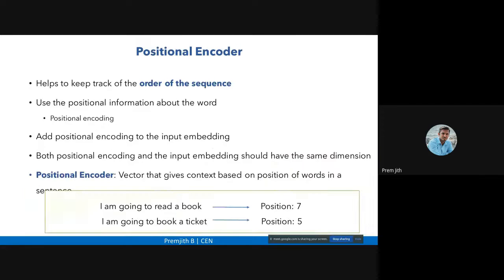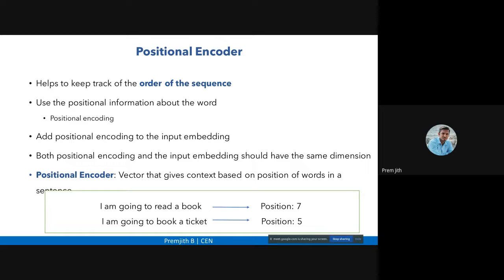So there comes the importance of the positional encoder. The positional encoder captures the position information from the data or the sentence, and it will attach that positional information along with the word embedding.